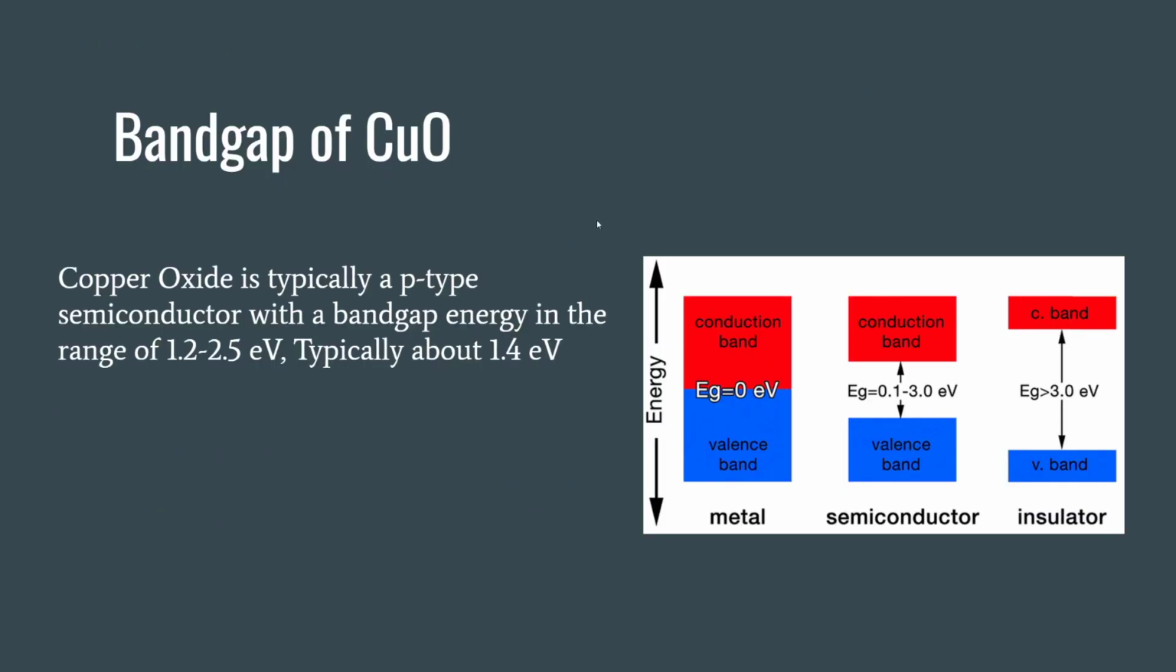Now let's talk about the band gap of copper oxide. First off, the band gap is the distance, or energy distance I suppose, between the valence and conduction bands of the electron levels. The copper oxide range for the band gap is between 1.2 and 2.5 electron volts, typically about 1.4 electron volts.